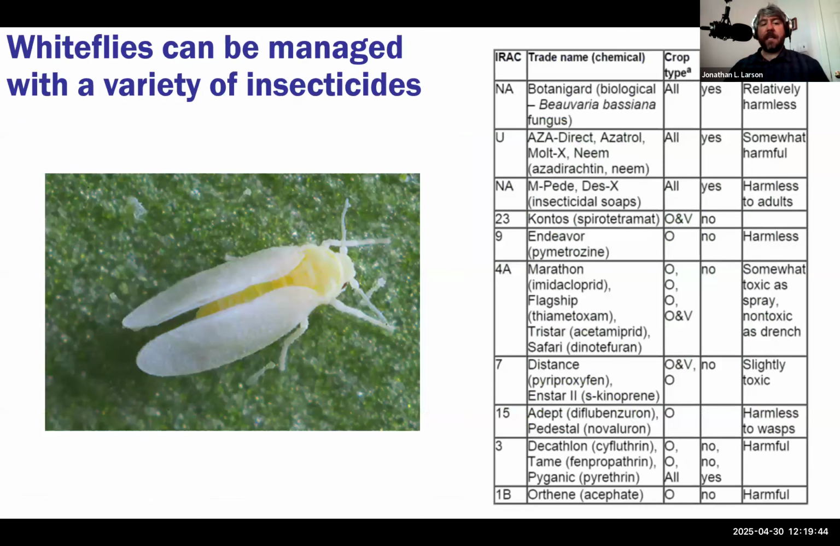In terms of insecticides, this is a table. I'll move that. Hopefully that video thing isn't quite in the way. There's Botanigard, which is Beauveria. There's a few different insecticides like imidacloprid, pyriproxyfen, diflubenzuron, all those things that can help to control whiteflies. This table, if you take a picture of it, also tells you what it may do to any biological control agents that you've used against the whiteflies.